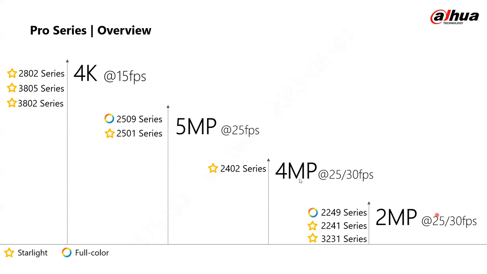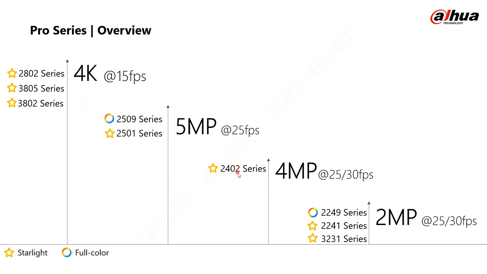So to move to the 4 megapixels, this again provides a resolution of 4 megapixels at a rate of 25 to 30 frames per second, implying that this will provide clear details about the images or the videos with complete information. So this will give you real-time video motions. This only comes with this particular series, 2402. This is the Pro Series, 4 megapixels. This is the first generation.